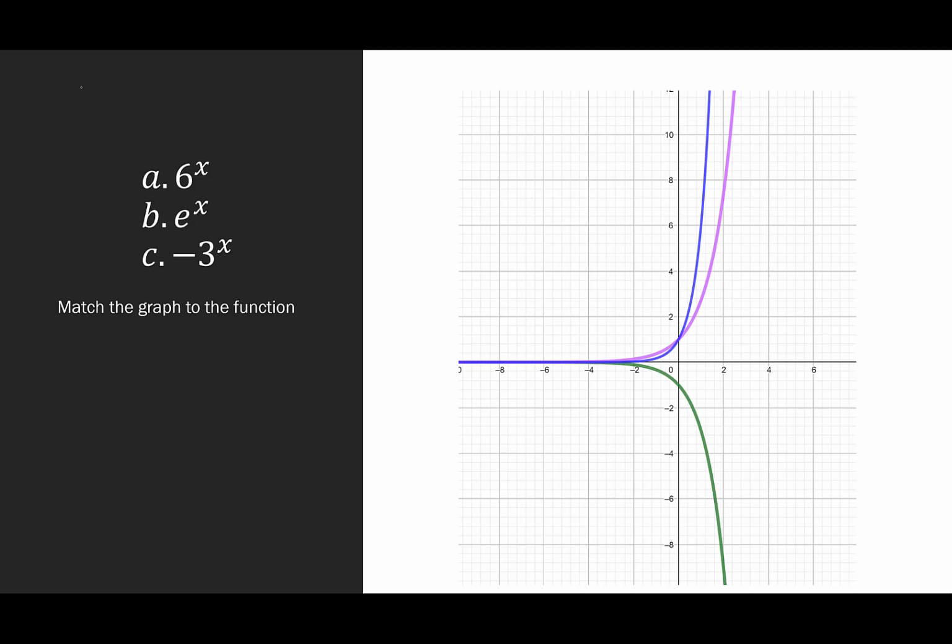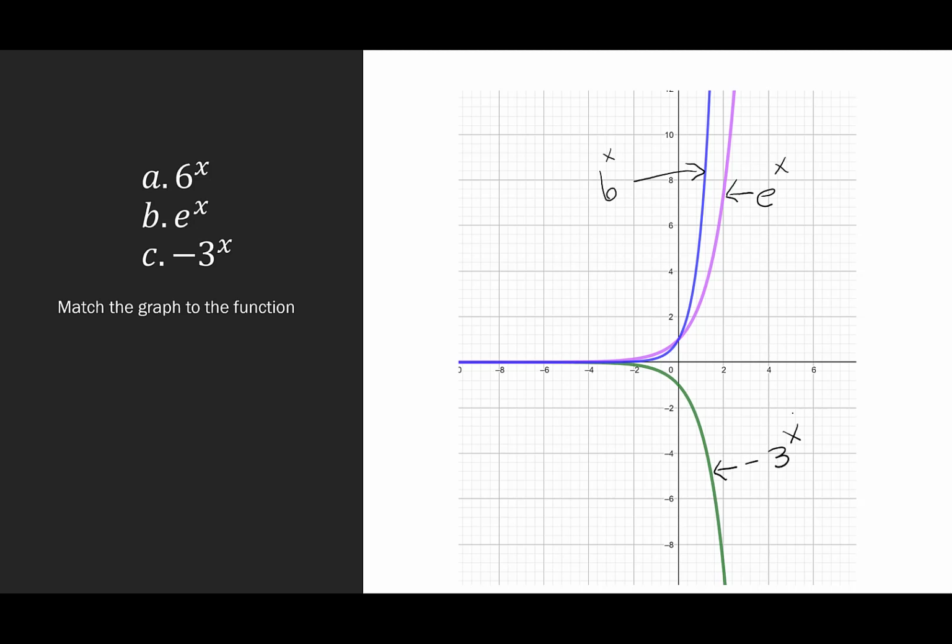So let's start with the a and the b, 6 to the x and e to the x. Those are both positive, so that can be the blue and the purple. And what I see is 6 is bigger than e. So 6 being bigger than e says it's going to turn faster. So this blue curve would be 6 to the x. And then the purple curve, that will be e to the x. The negative 3 to the x then is the green one.